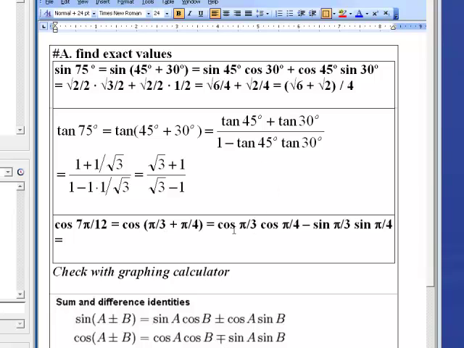Okay, let's see what we get. Cosine pi over 3, which is cosine of 60 degrees, which is 1/2. I do like to keep that actually. Times cosine of pi over 4, which is square root of 2 over 2. There it is. Minus.